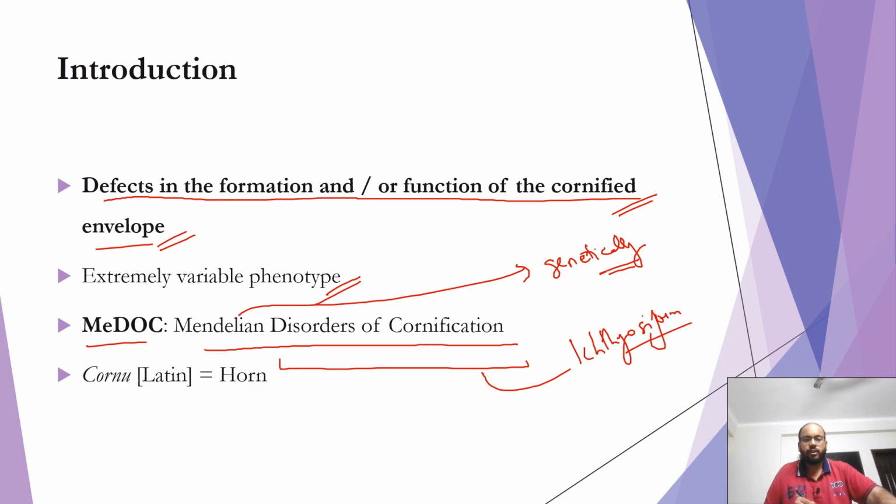Clear? The word cornu from Latin gives rise to cornification, the cornified envelope, or corneocytes. And cornu means horn. So the skin becomes as dry and as thickened as a horn. Okay. So that is why it is the stratum corneum, the cornified layer, the cornified disorders, the corneocytes. So the words have come from the Latin word cornu, which means horn, because it's spiky and as dry and rough as a horn. Okay. Let's move forward.